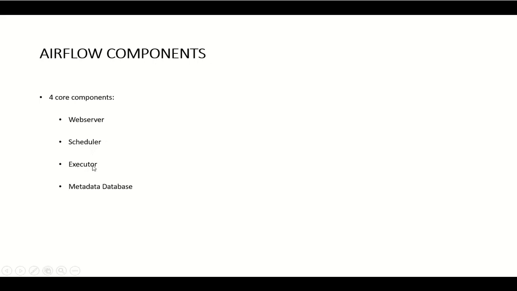Then we have the executor. The executor is the part that actually executes, with the help of worker nodes. And then we have the metadata database where everything is stored. The scheduler takes data from the metadata database, retrieves it and updates those tasks or DAGs. And the web server also takes from the metadata database for the visualization in the user interface. So these are the four components: web server, scheduler, executor, and metadata database.